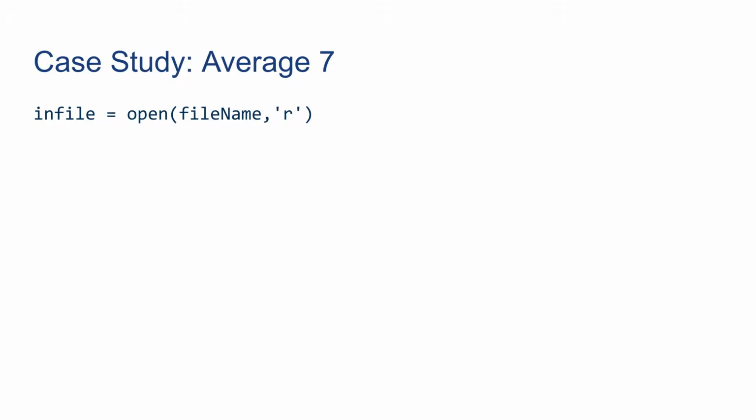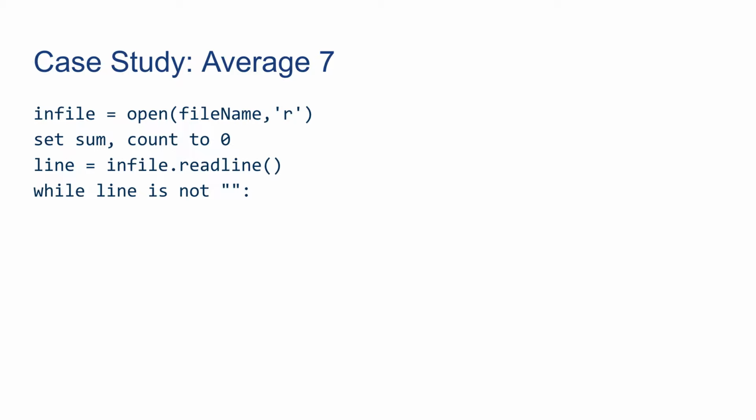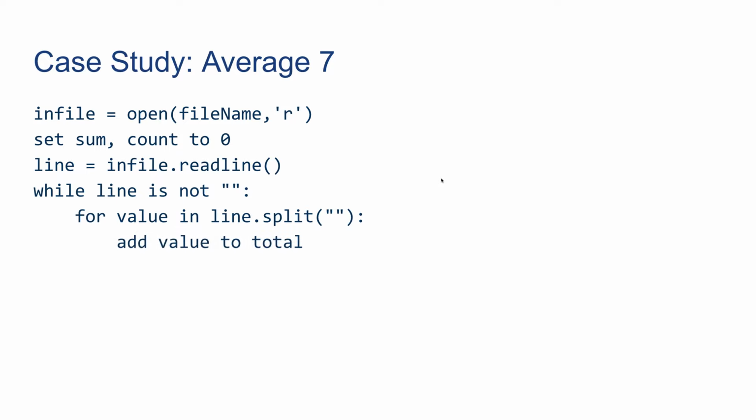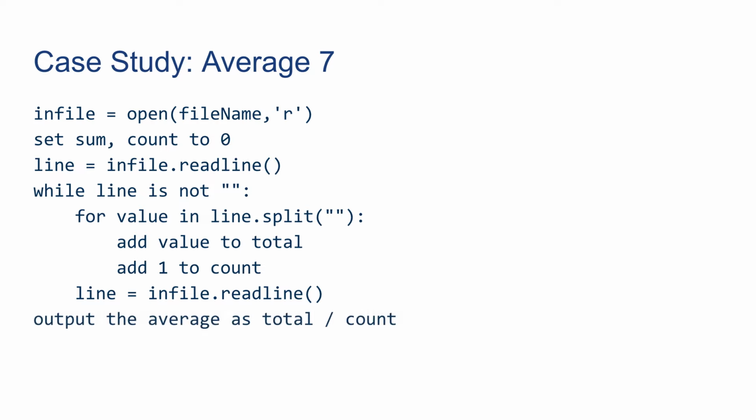Okay, so let's see this in the average example. We can say in_file, open file, set sum and count to 0, and line is in_file.readline, while line is not empty string. For value in line.split, again, we still need to put an exact value here, and add value to total, add 1 to count, and then read the next line. And then when done, we can always set the average to total divided by count. Okay, so let's see this in the editor.